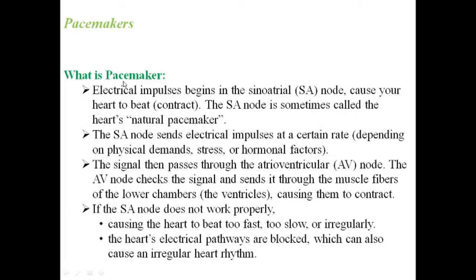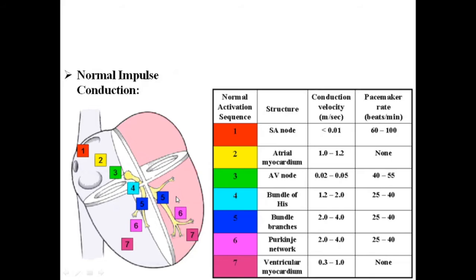Now, if this doesn't happen naturally, or the natural pacemaker is not pacing properly, then what happens? It causes the heart to beat too fast or too slow or irregularly. Irregular means sometimes it is fast, sometimes it is slow. It is not constant slow or constant fast. The heart's electrical pathways are blocked, which can also cause an irregular heart rhythm. This is what happens if the natural pacemaker doesn't work properly.